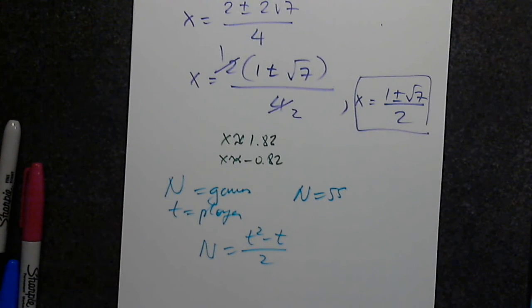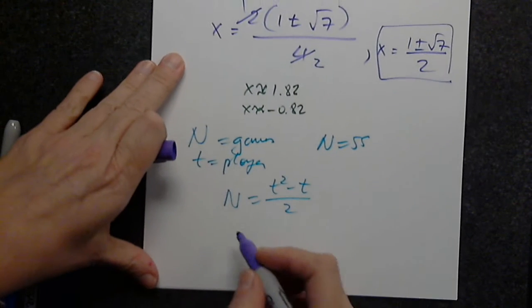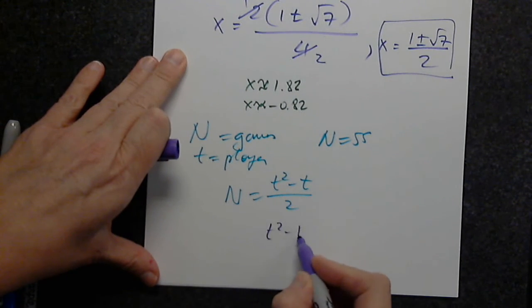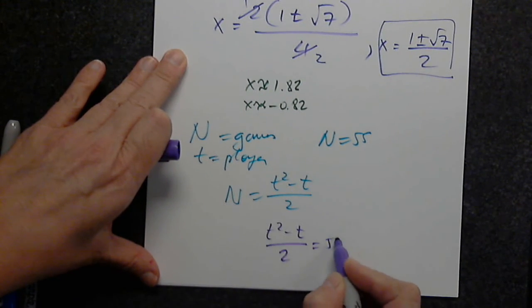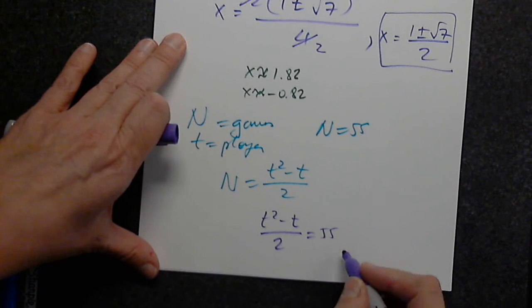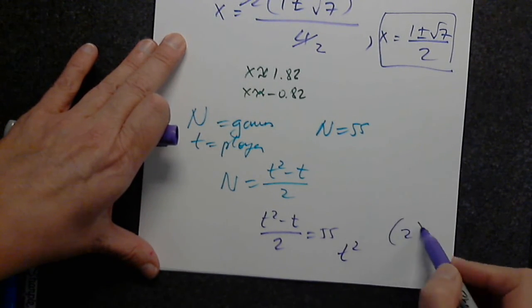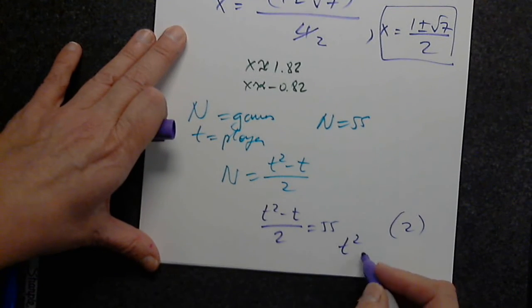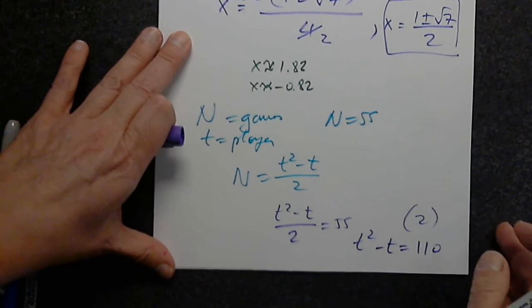So we are told n equals 55, and the question is find t. So all I have to do now is replace n by 55. So t squared minus t over 2 equals 55. We will have to get rid of the fractions. So we multiply everything by 2. So t squared minus t equals 110.